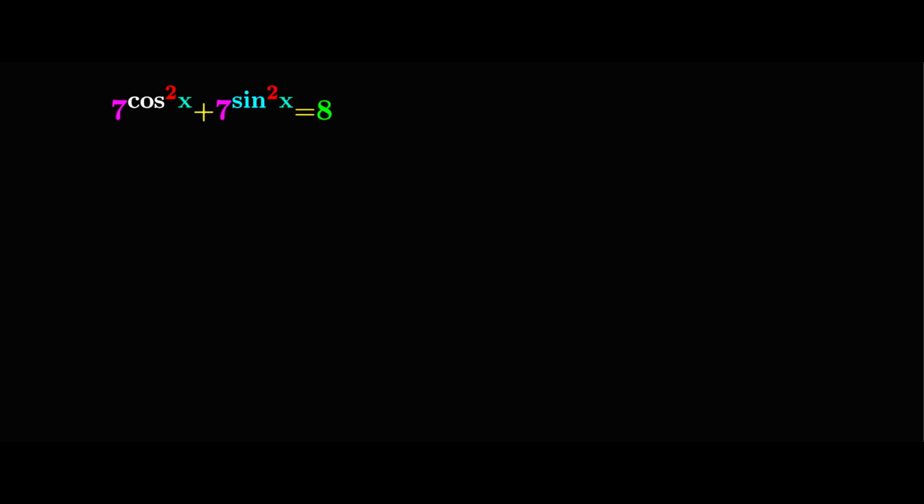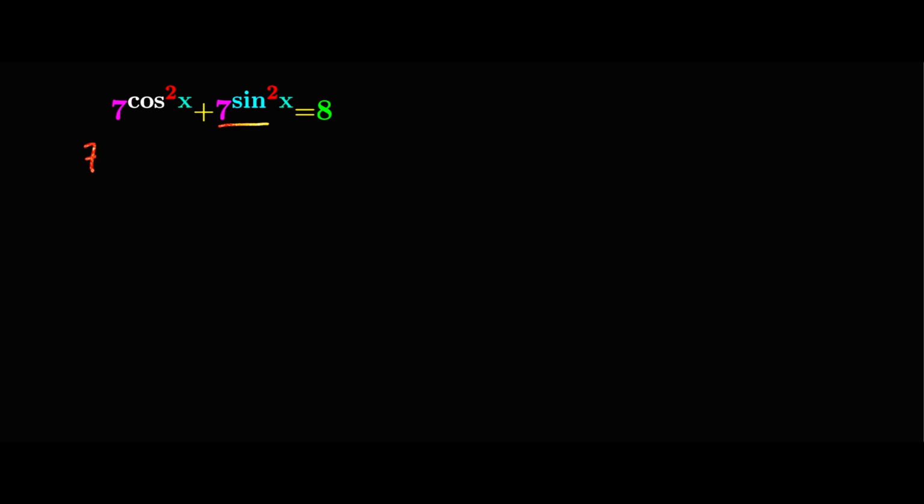Let us look at this interesting Olympiad equation. So we have 7 raised to the power cos squared of x plus 7 raised to the power sine squared of x is equal to 8. So the first thing would be to multiply both sides of this equation by one of these expressions. So let us use 7 raised to sine squared of x to do the multiplication.